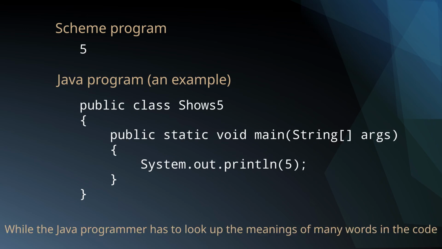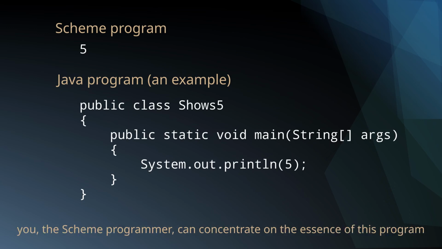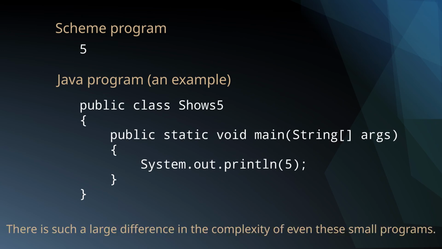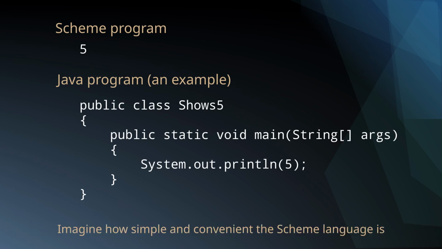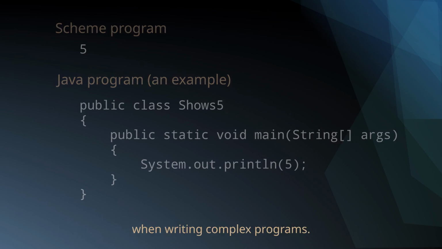While the Java programmer has to look up the meanings of many words in the code, and correct typos in the long code, you, the Scheme programmer, can concentrate on the essence of this program, which is to return the value 5. There is such a large difference in the complexity of even these small programs. Imagine how simple and convenient the Scheme language is when writing complex programs.